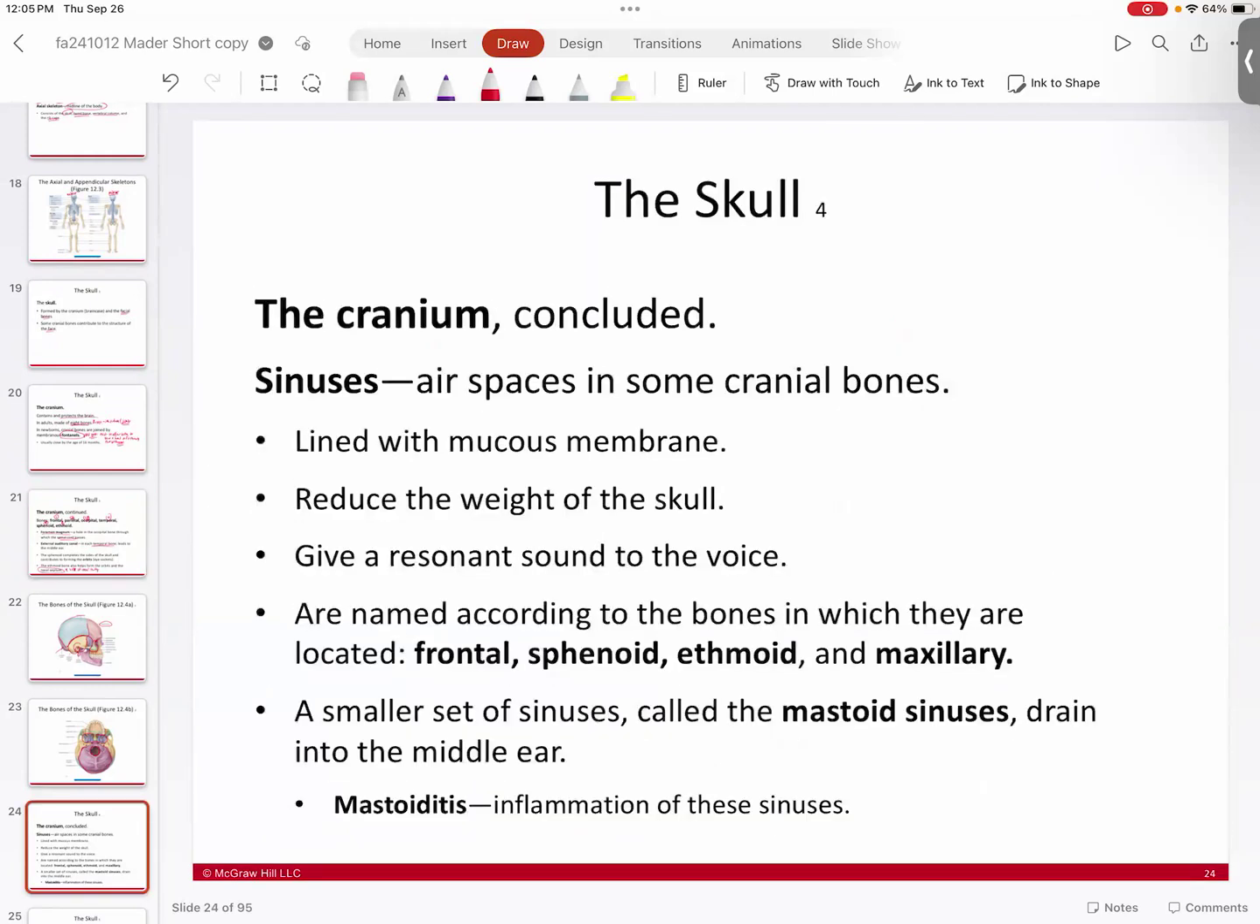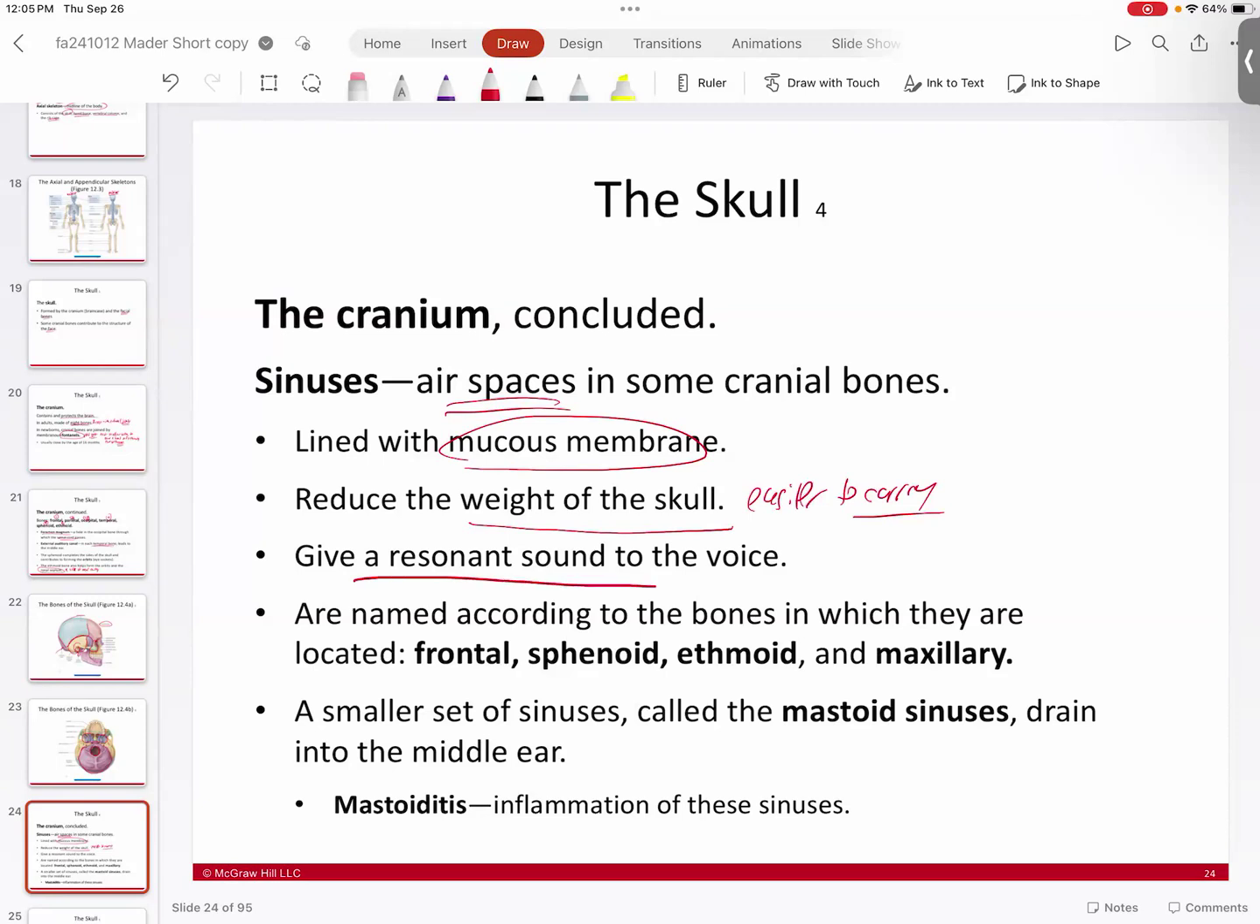Within some of your skull bones, you have what's called sinuses. So sinuses are essentially air spaces in some of the cranial bones. And oftentimes they are lined with mucous membranes, so they will basically increase in mucus. And what this does is it reduces the weight of the skull, so it's easier to carry. Not so much work to do there to hold your head up.